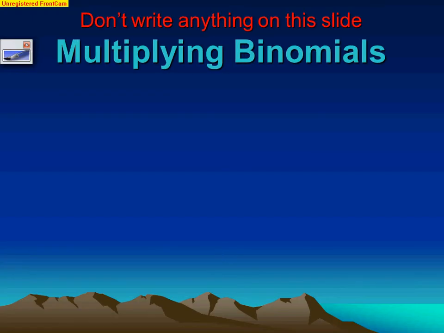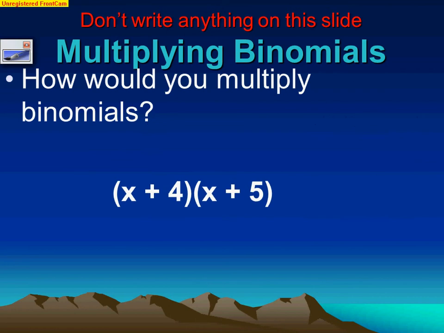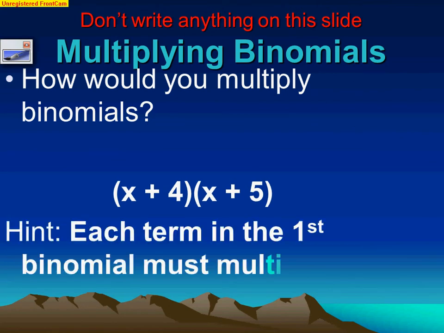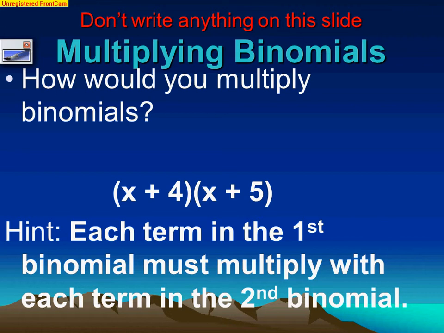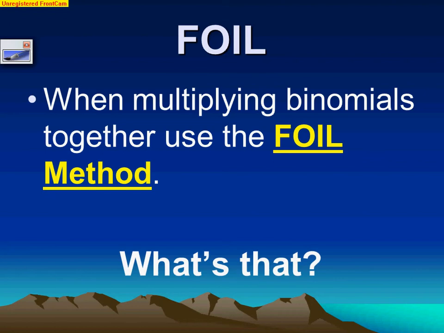Now, once again, you don't need to write this slide down. But when you're multiplying binomials, you're going to do something similar. Alright, for example, let's say you had something like x plus 4 times x plus 5. Well, when you're doing this, each term in the first binomial must multiply with each term in the second binomial. Now, the way that we remember how to do this is what we call the FOIL method. The FOIL method is this.